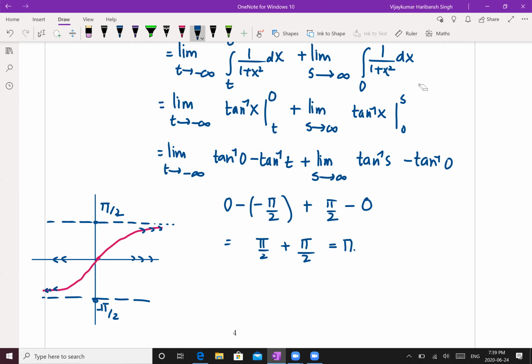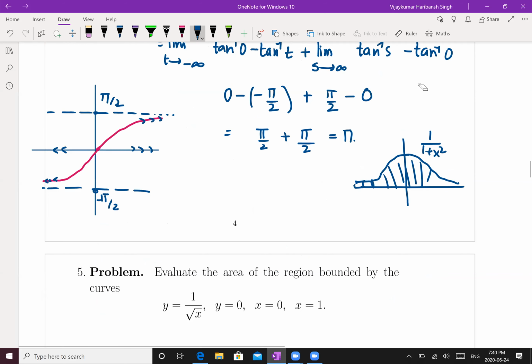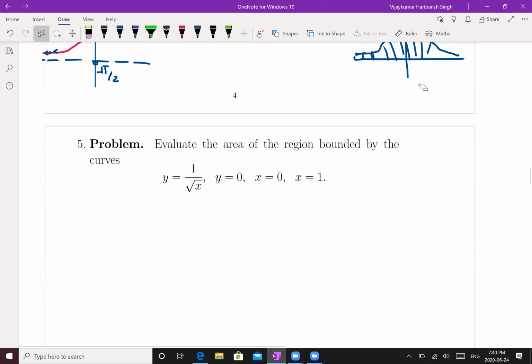So this is your setup, right? What did you compute by this? You actually computed the area below the following curve. This is how your 1 upon 1 plus x squared looks like. So this is what you computed, this area. Okay, so this is the setup for tan inverse. Now let's look at the next problem.